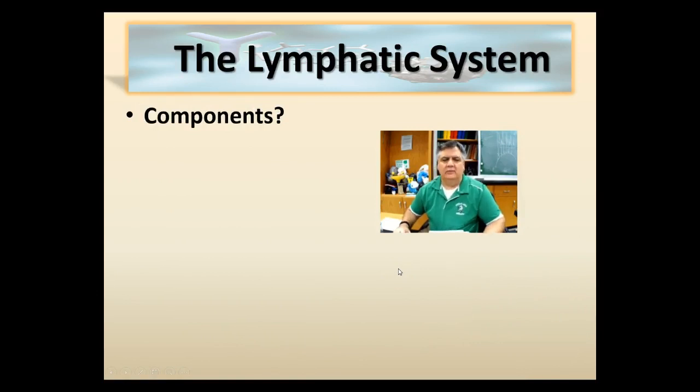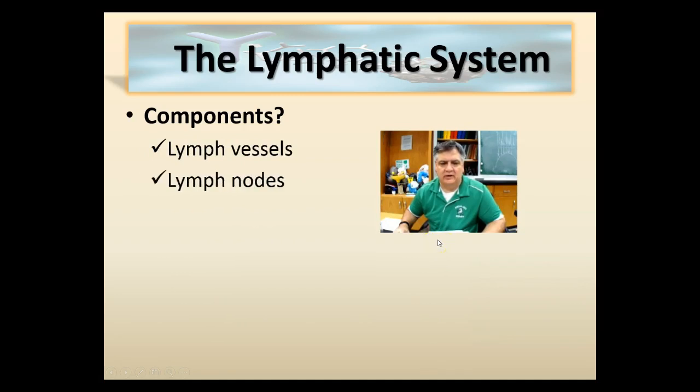Okay, so with that background, we're ready to move on and talk about the lymphatic system. Let's begin by taking a look at what the main components of the lymphatic system are. These components include lymph vessels, lymph nodes, the tonsils, the thymus, and the spleen.